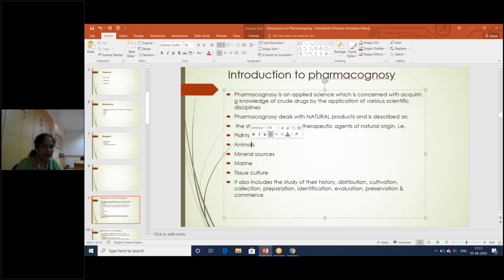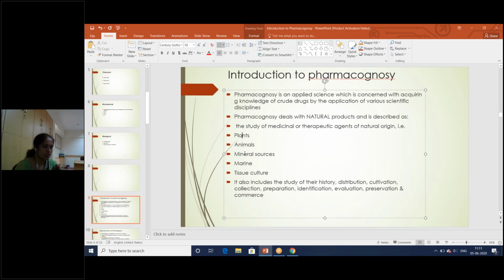If you take plants, animals, minerals, they'll ask you what are the sources of drugs. Plants, animals, mineral, marine and tissue culture are the sources of drug. That is one question over. Third question, what is the pharmacognosy of a drug, what are all the parameters. Please write down the questions when I tell you. Define pharmacognosy is over. The second question, sources of drug, is over: plants, animals, mineral, marine and tissue culture.